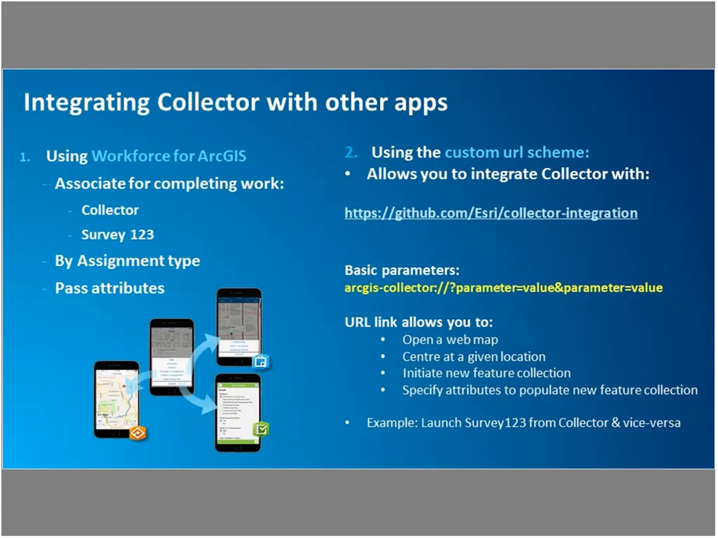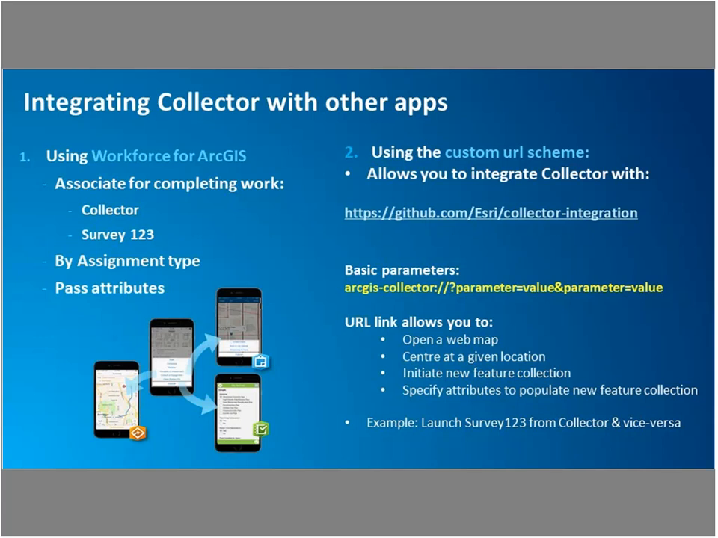There's another method you can integrate Collector with other apps, and it's called the custom URL scheme. Basically this allows you to launch a native app from another app or a website or an email, and you can set options in this URL that pass to the app you want to open and perform specific functions, as in Collector, open a specific web map, center the map on a location, or even start data collection. If you're interested in this custom URL scheme, I don't have a lot of time to talk about it, but if you go on our GitHub site and look for Esri Collector integration, it will give you the details on what you can do.